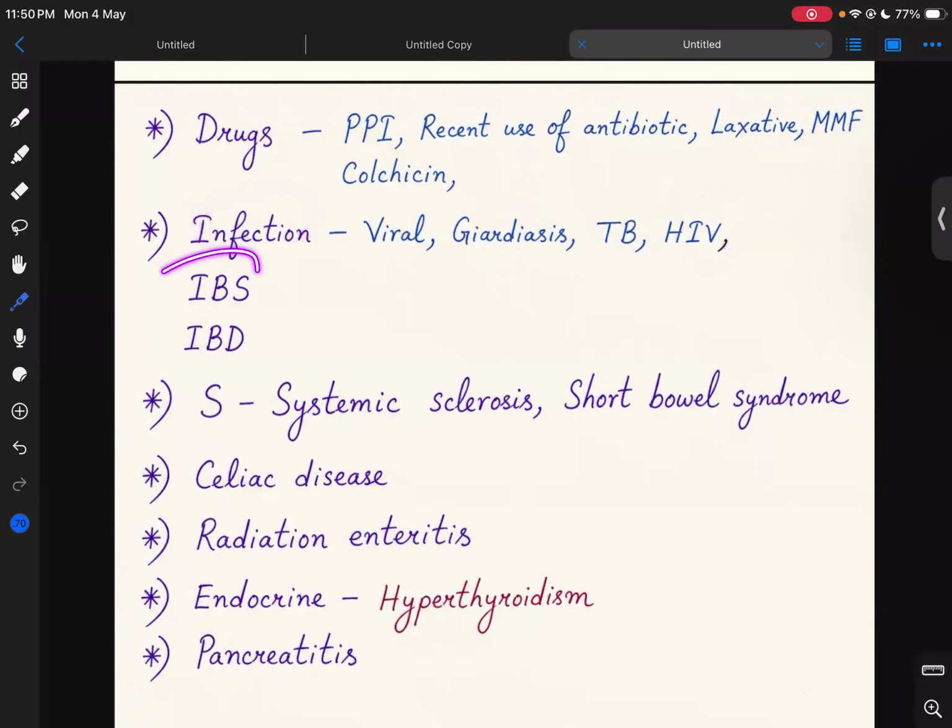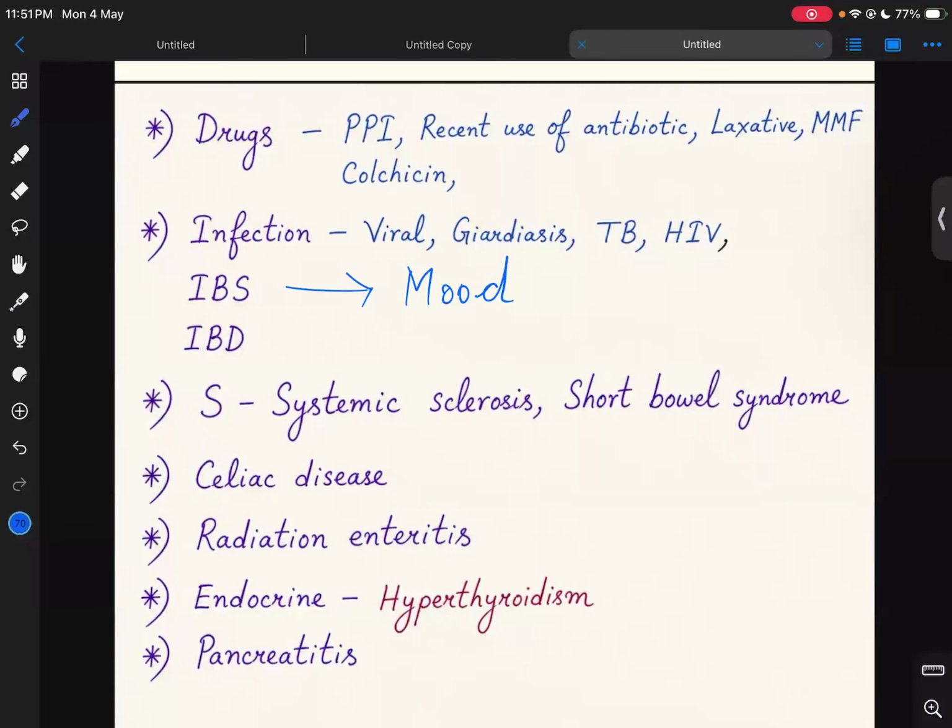Then the next cause is IBS, that is irritable bowel syndrome. I have already discussed that in IBS, loose motion will improve by sleeping. That is, the patient will not have to get up from sleep to go to the washroom. And there are certain other symptoms of IBS. This is just a screening question, and the patient will have some other features. What are the other features of IBS? The patient will have some mood issues, such as anxiety.